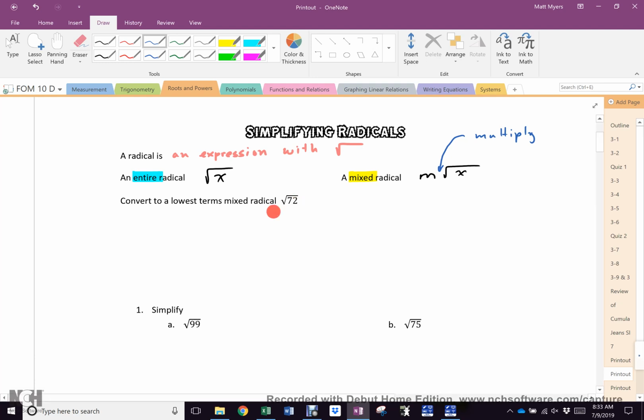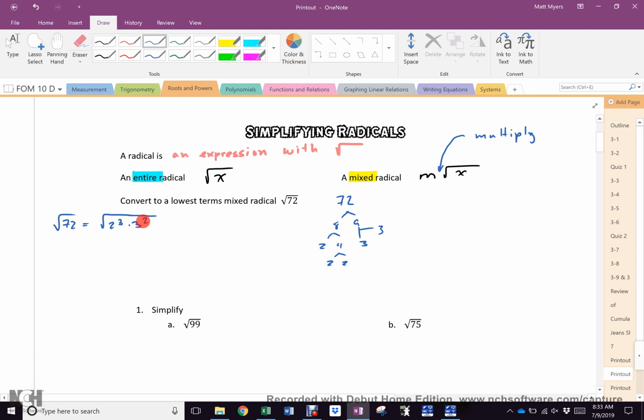72 is made up of other numbers. Those numbers are factors. So if I take 72 and I break it down, 8 and 9, 2 and 4, 2 and 2, 3 and 3, what do I have there? The square root of 72 also equals the square root of 2 cubed, 2 times 2 times 2, times 3 squared, because 2 cubed is 8 and 3 squared is 9.